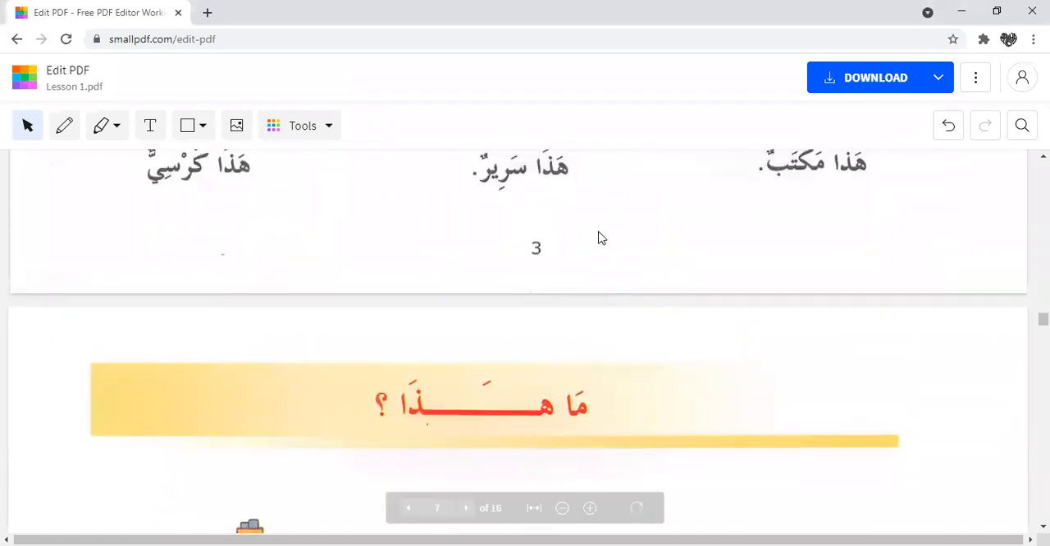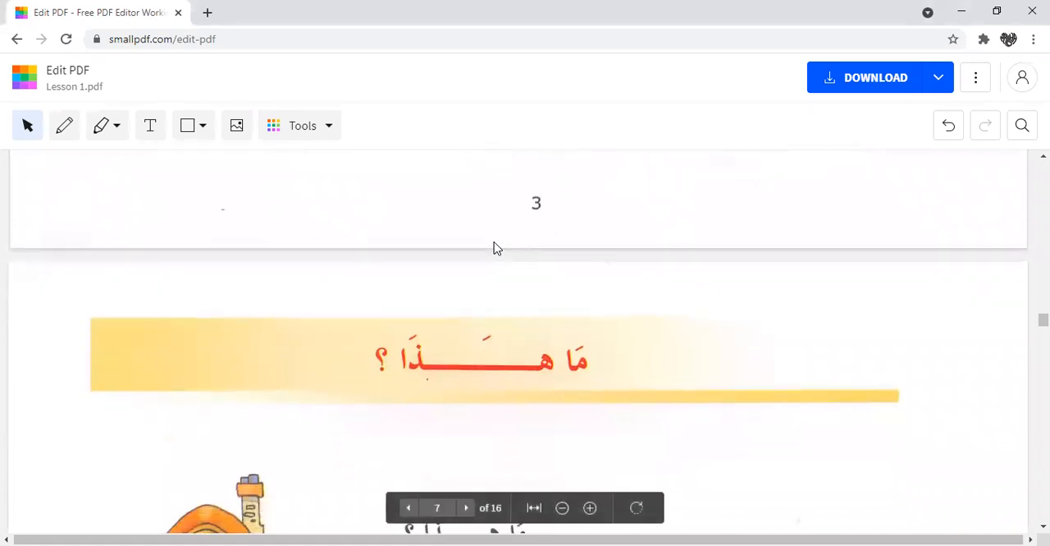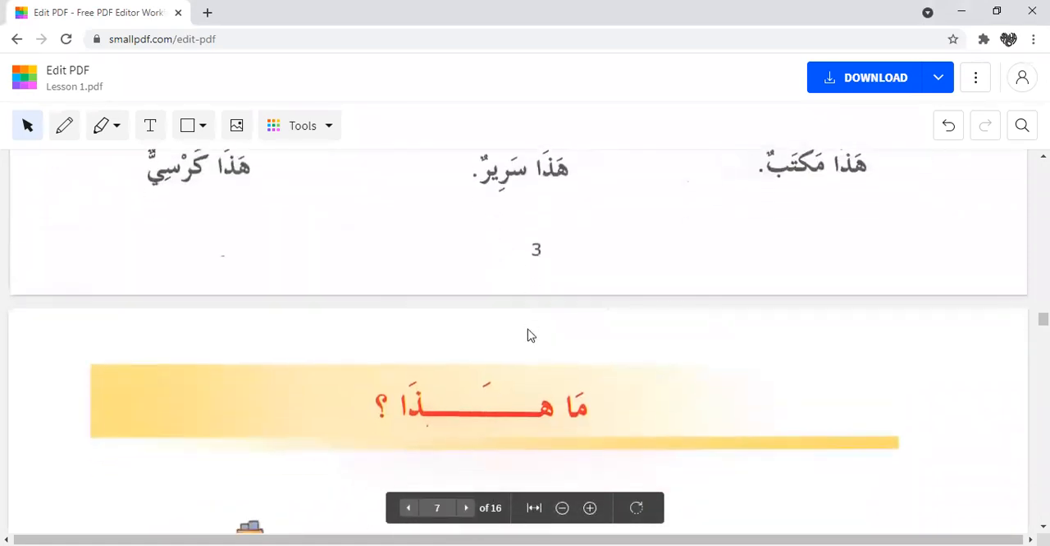So now we are going to learn about mahada. I'll let the rest of you read as well. Just be patient with me. Let me just explain this first. So mahada, we learned what hada means: this. Ma means what. So when we put it together, this means what is this.